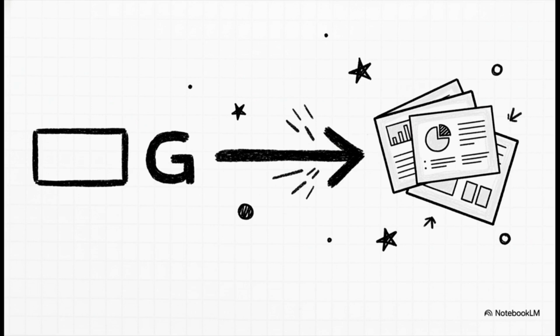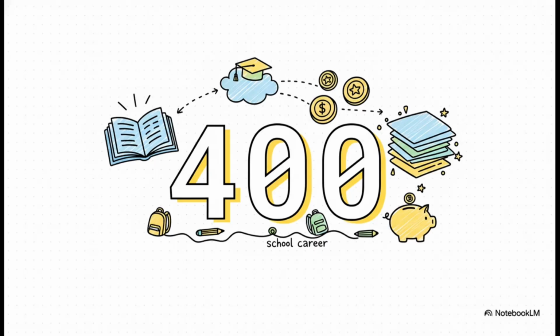And what about those school projects that always seem to pop up? Well, tools like Gamma.app are an absolute game changer. You can literally just type in the title of your project and it will generate an entire 7 to 8 slide presentation for you, designs and all. And you know what the best part is? The free plan is incredibly generous. You get 400 credits to create presentations. 400! For most students, that's more than enough to last your entire school career without ever having to pay a thing.